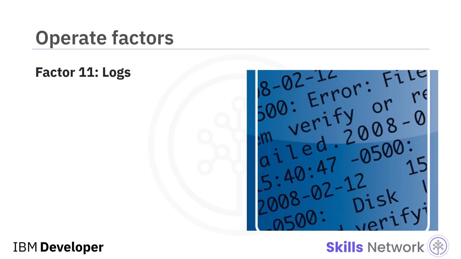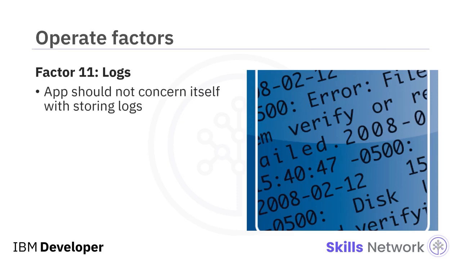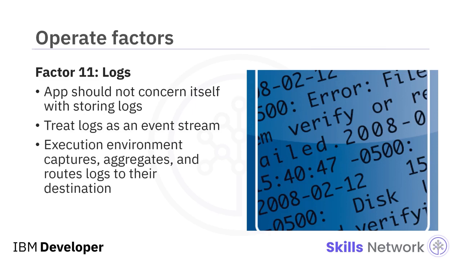Factor 11 dictates how to handle logs. Logs give visibility into application performance, so an app should not concern itself with storing logs. Instead, an application environment should handle logs as a stream of events written to standard output. The execution environment can capture the log streams for all running apps, aggregate them, and route them to their destination. And this action is especially beneficial when a destination is a log analysis tool.